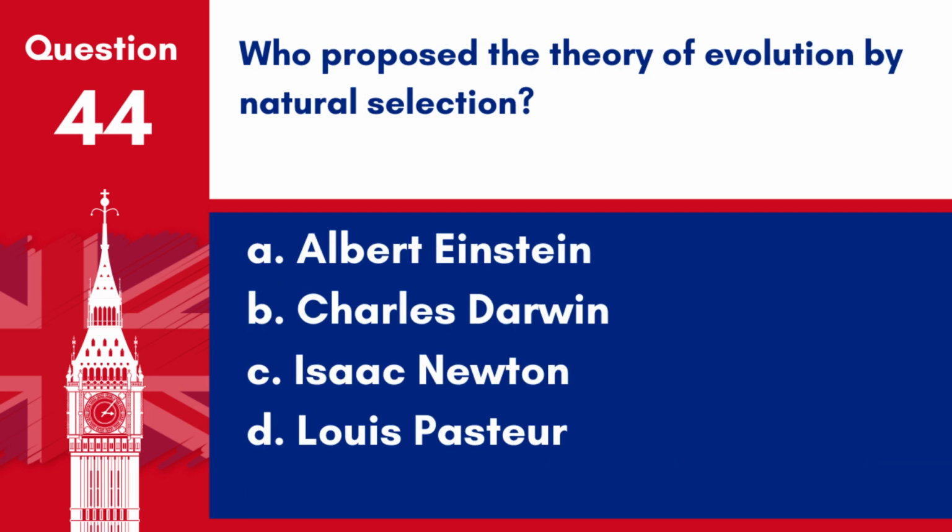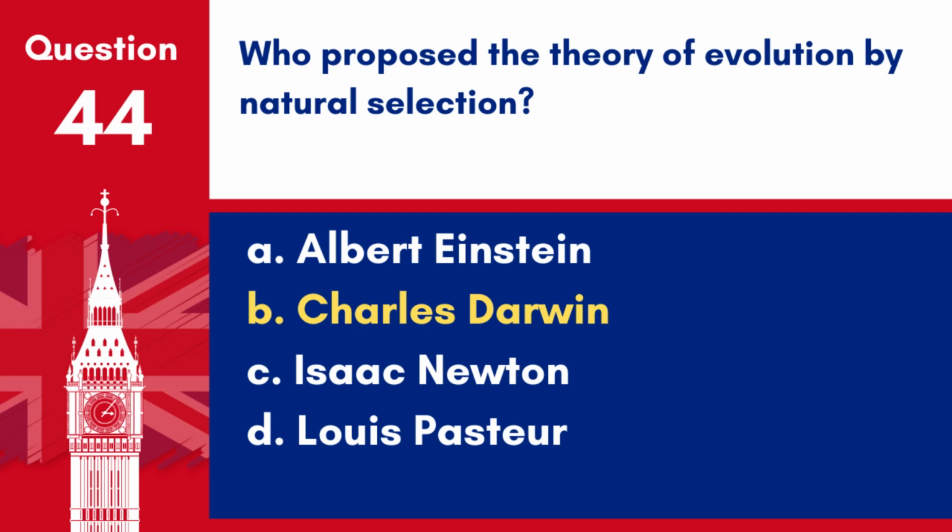Question 44. Who proposed the theory of evolution by natural selection? A. Albert Einstein. B. Charles Darwin. C. Isaac Newton. D. Louis Pasteur.